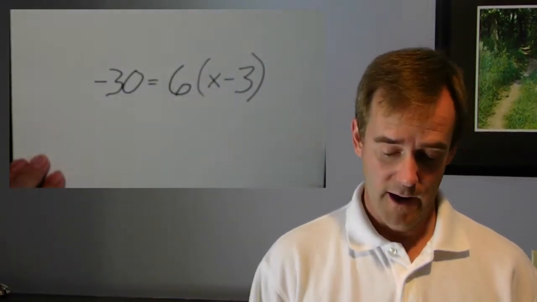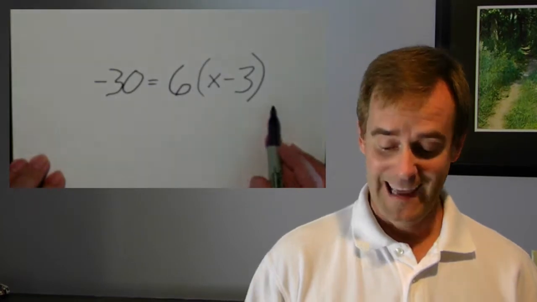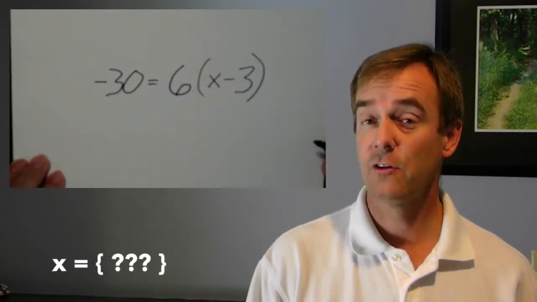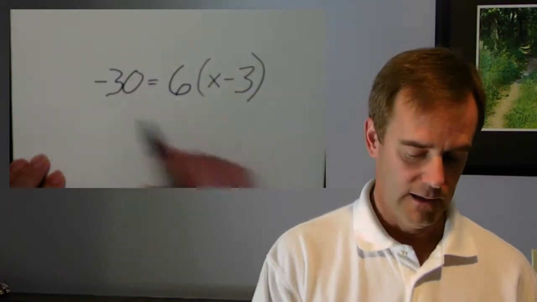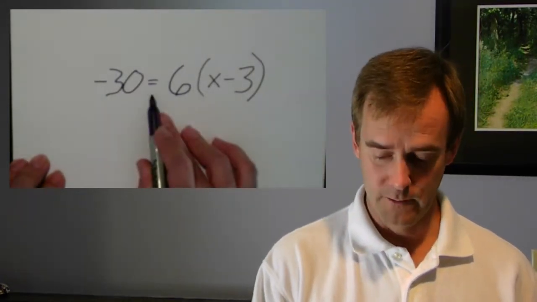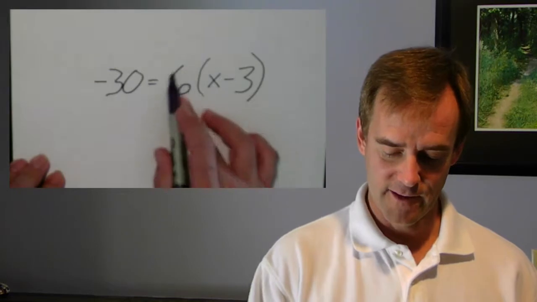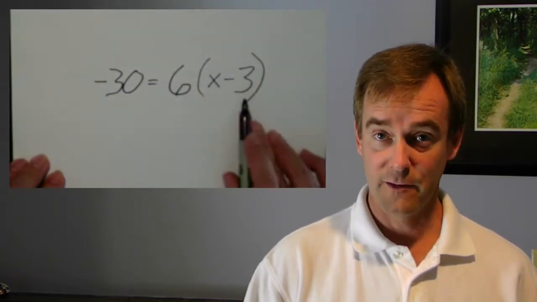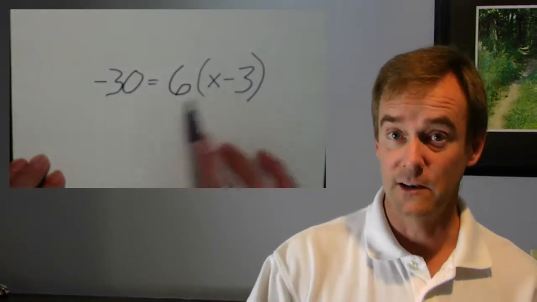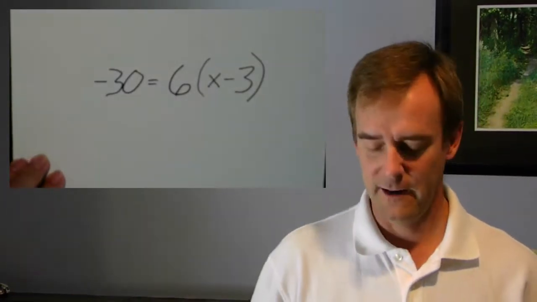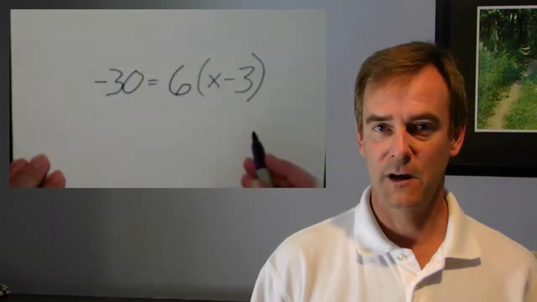Let's take a look. Here I have a relationship. It has a solution. I just don't know what it is yet. We're going to use the properties of algebra to find out. Let's see. There's my balance point. My problem is I have a 6 times all of this. There's actually two ways I could go. I could take 6 times x and 6 times negative 3, distribute, but I'm going to hold off on that. Right now I just want to kill that 6.